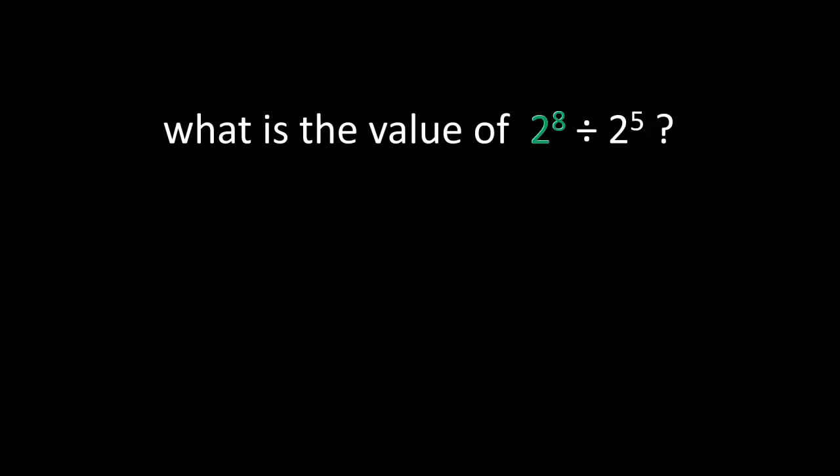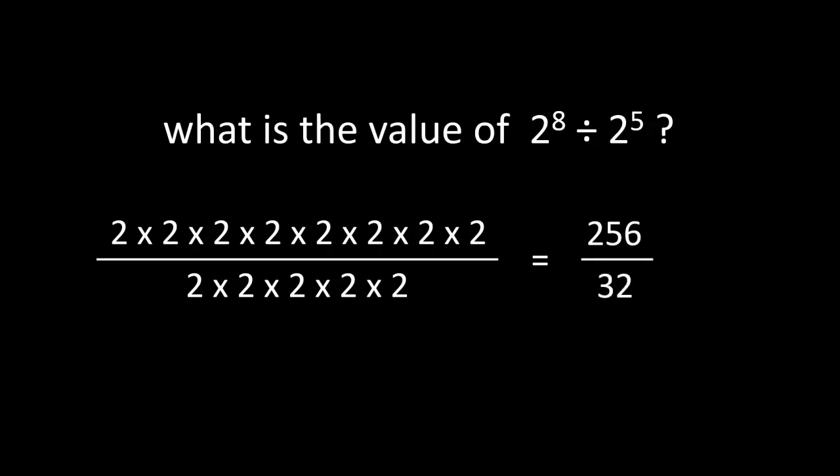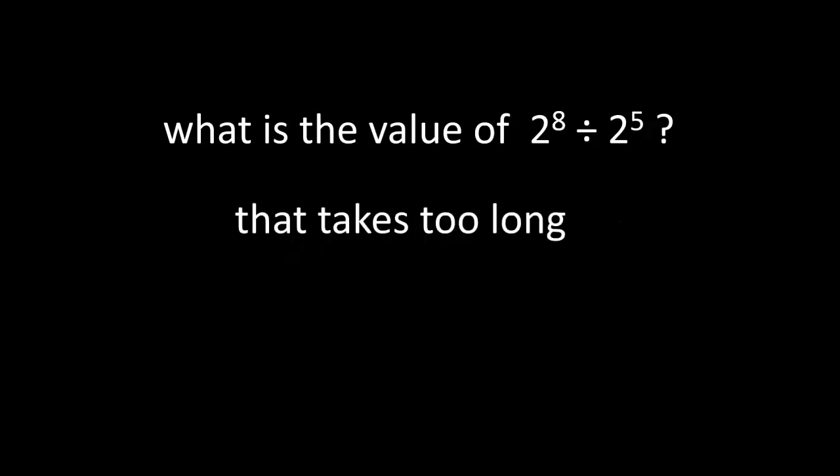2 to the power 8, well, that's gone green, so we'll write that bit out. And we'll use a kind of fraction line for the dividing. 2 to the power 5 there. Well, the top is 256, the bottom is 32, and the answer is 8. And that takes too long.